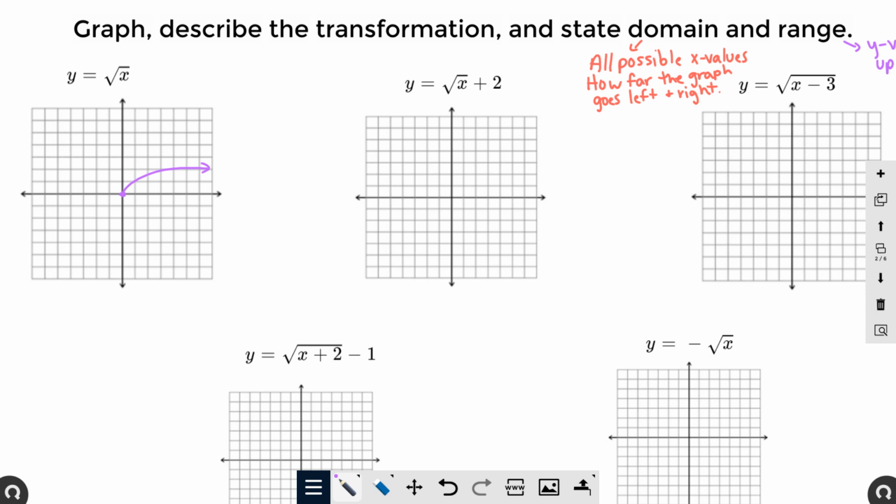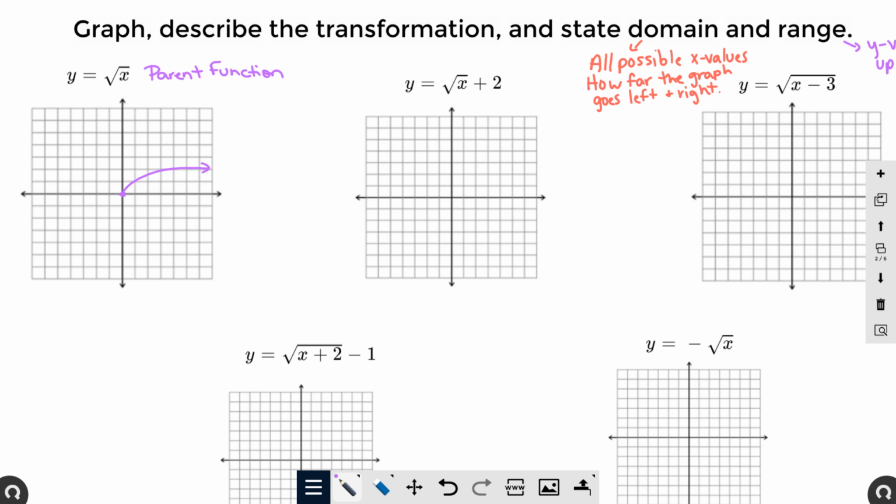Now, any transformation talks about any way that it moves. This one is actually called our parent function. There is no transformation that goes along with this one. This is as basic as it gets. It's a square root of x. There's nothing added to it, nothing subtracted from it. So that's our basic function. So that one has no transformation.